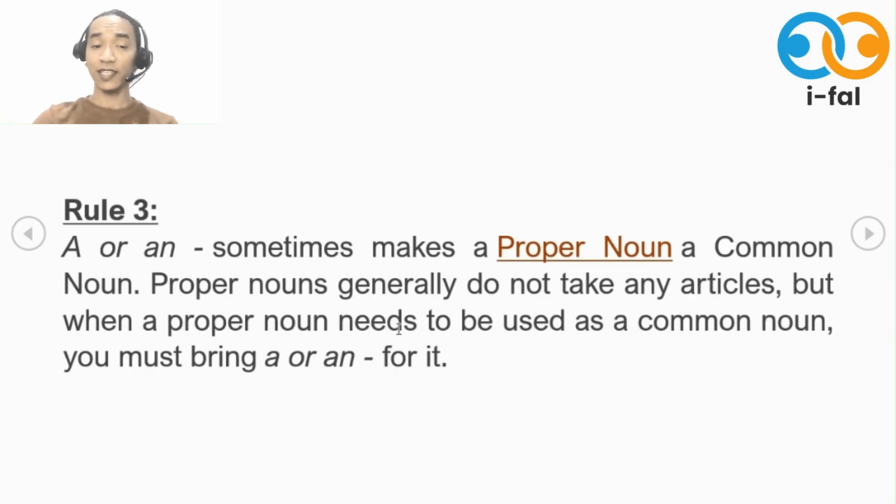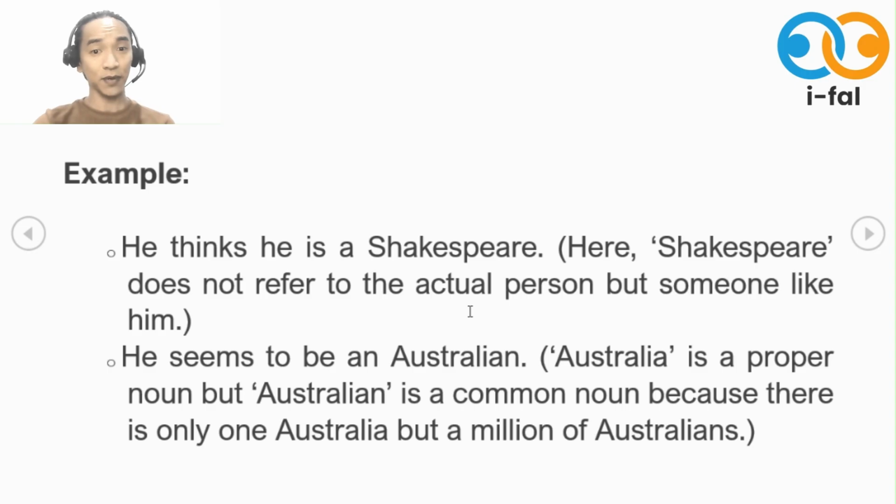All right. So let's go ahead to the next rule, which is rule number 3. A or an sometimes makes a proper noun a common noun. It converts a proper noun, which is a specific noun, to a common noun, which is a generalized noun. Proper nouns generally do not take any articles. But when a proper noun needs to be used as a common noun, you must use a or an with it. Example, he thinks he is a Shakespeare.